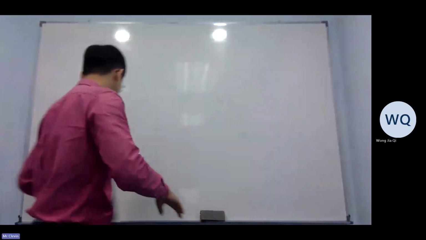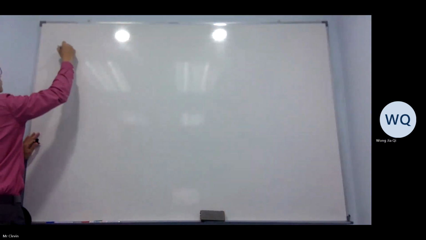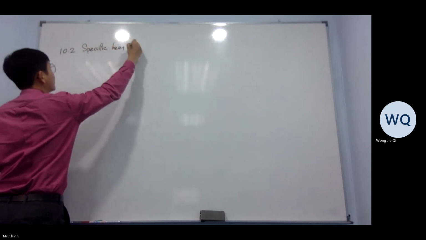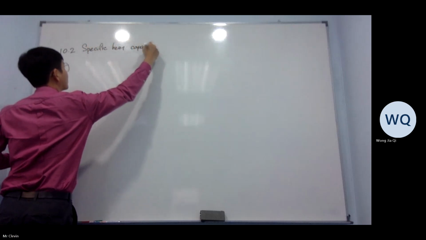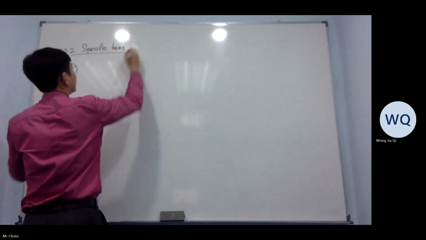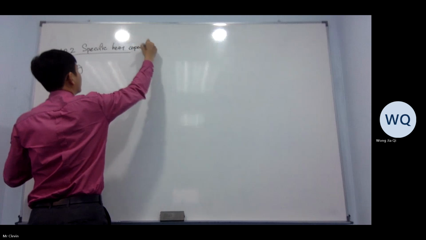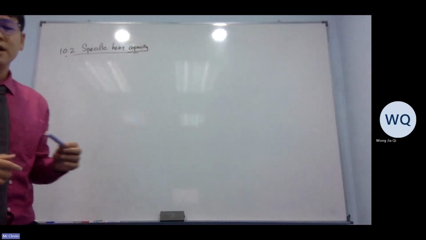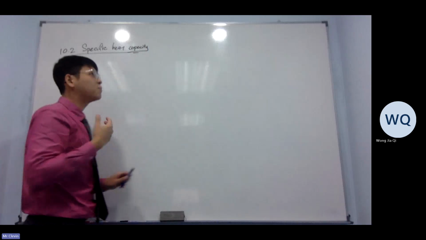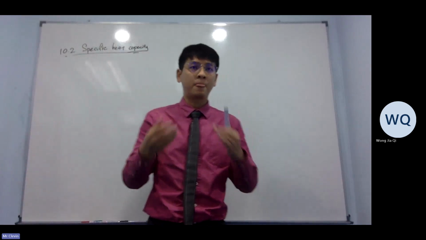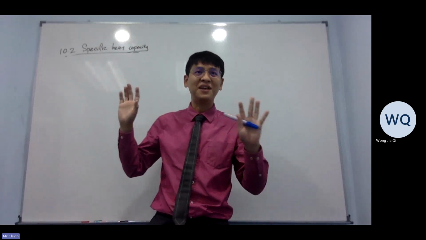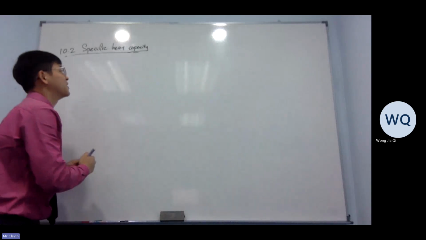Okay, so in 10.2, something we call specific heat capacity. What exactly is a specific heat capacity? If you want to put it into simple layman's terms, understand the definition. You can never run away from the specific heat capacity definition. So, what is the definition?